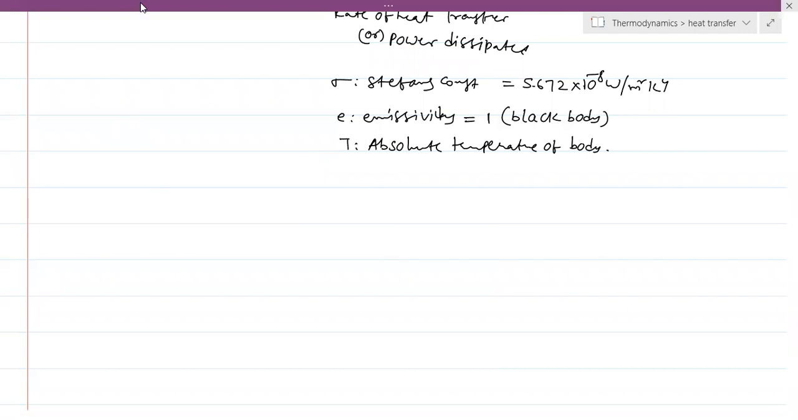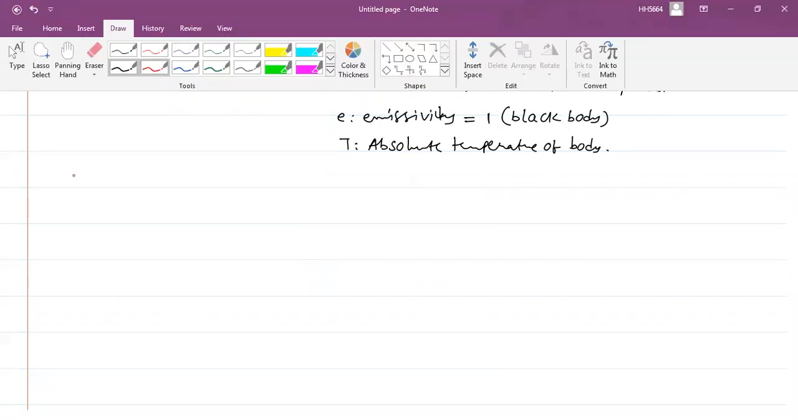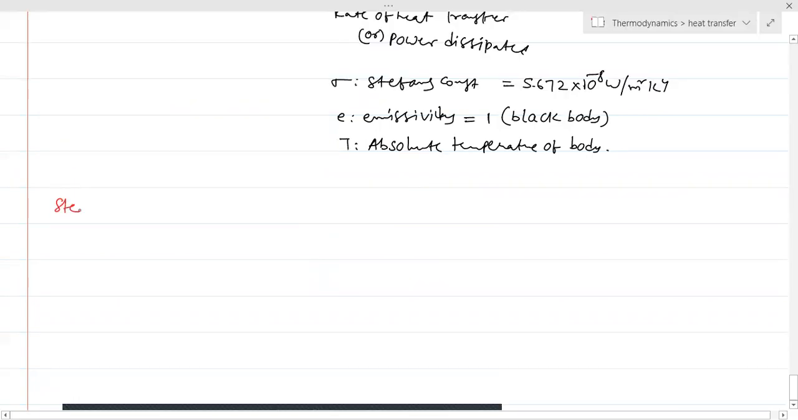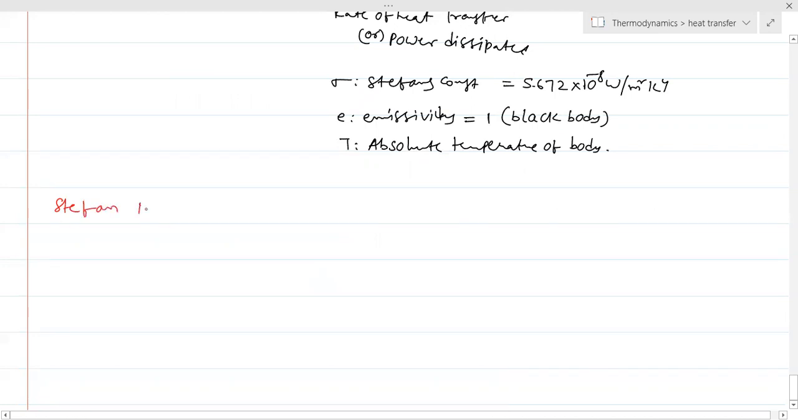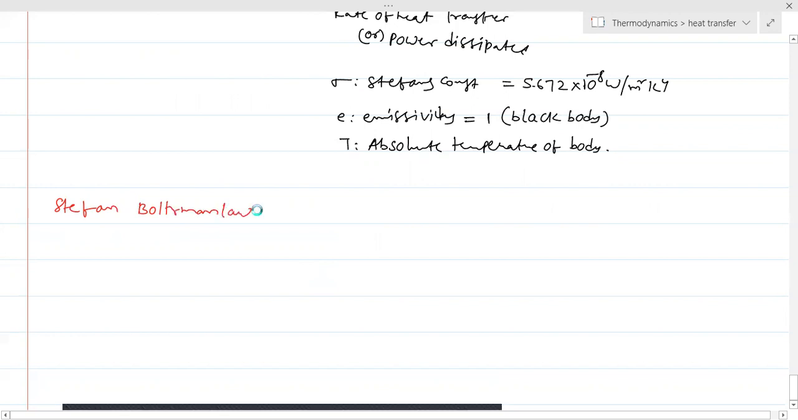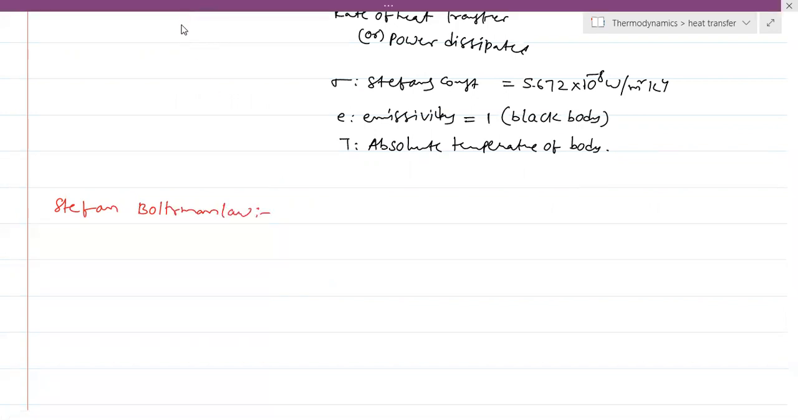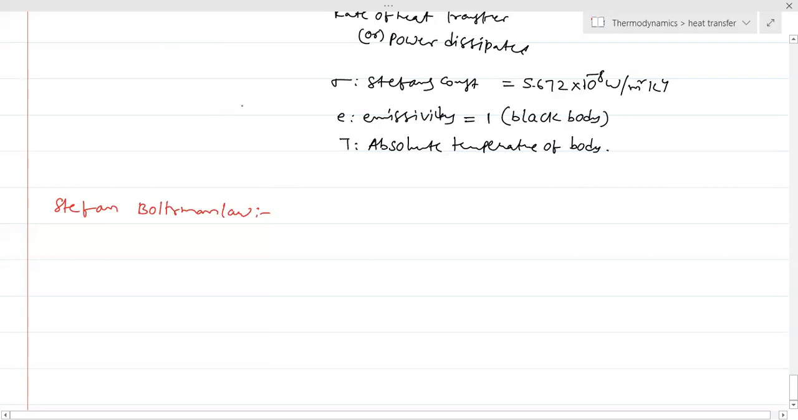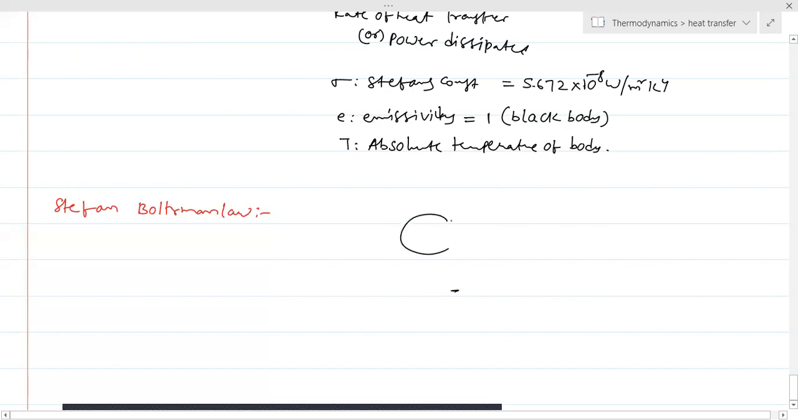Next, we are thinking of the Stefan-Boltzmann law. So this is practically valid. While studying Stefan's law, we never thought of the surroundings temperature and surroundings interaction. But here we will consider the surroundings interaction also. Suppose this is a body at capital T and the surroundings are at T naught.